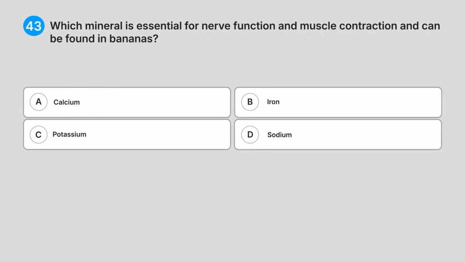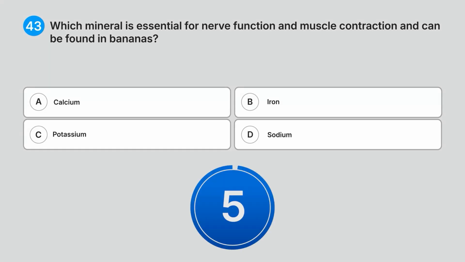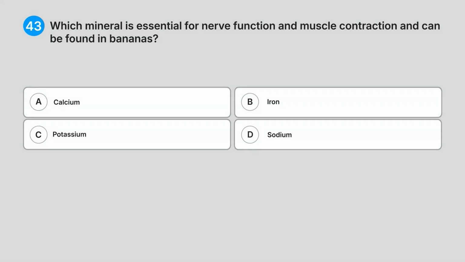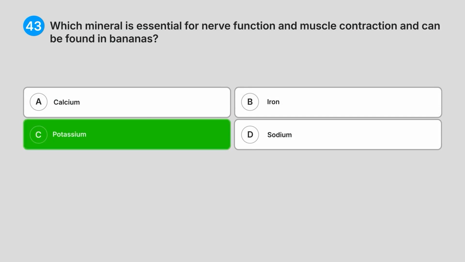43. Which mineral is essential for nerve function and muscle contraction and can be found in bananas? A. Calcium. B. Iron. C. Potassium. D. Sodium. Do you know the answer? Correct answer, C. Potassium.